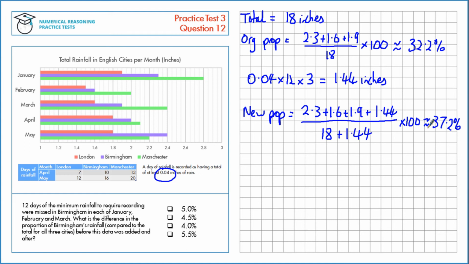We need to find the difference in these two proportions. 37.2 minus 32.2 is 5%.